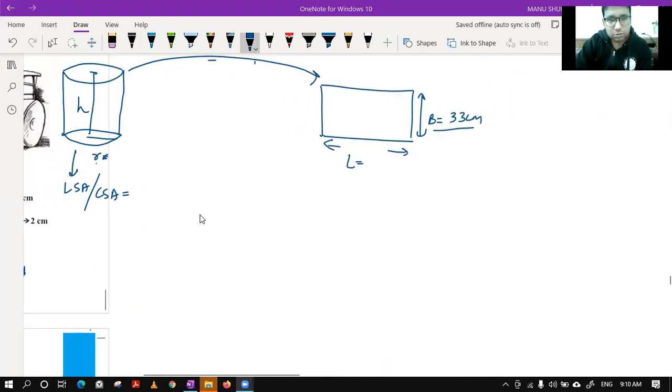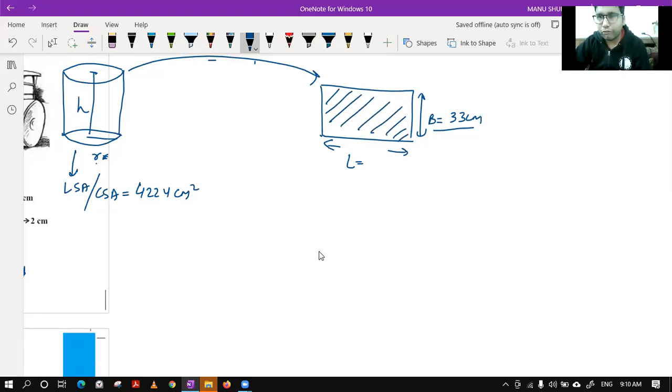Yes, 4224 centimeter square. And we have just opened it and we have got this rectangular sheet of breadth 33, length is remaining. Class, which property of these two figures is the same?